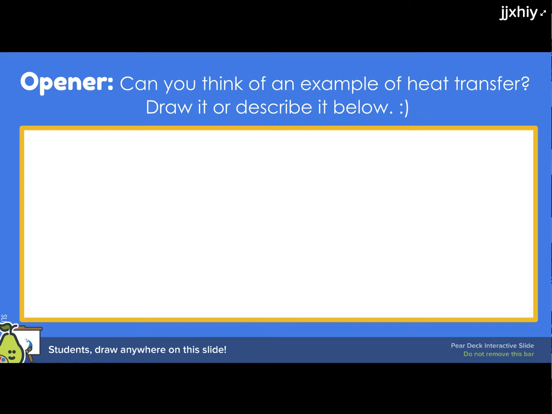And this is the week 6 day 1 video. Today, before we get started, I want you to take a moment to think. Can you think of an example of heat transfer? Go ahead and draw it or describe it below.